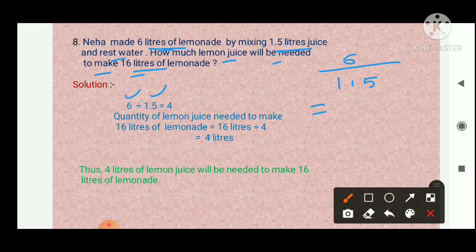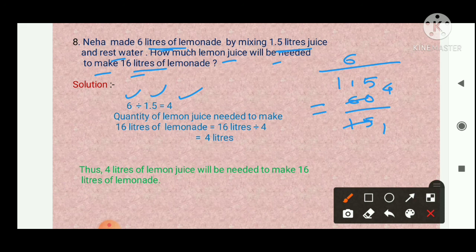So we have learned how to divide decimal numbers. So here we move one decimal place from left to right, and here we add 0 after 6. Now we can divide 60 by 15. 15 ones are 15, 15 fours are 60. So we get here answer 4. That is the quantity of lemonade we can make 4 liters of lemonade by mixing 1 liter of lemon juice and the rest of water.